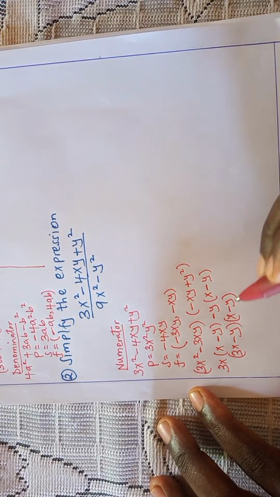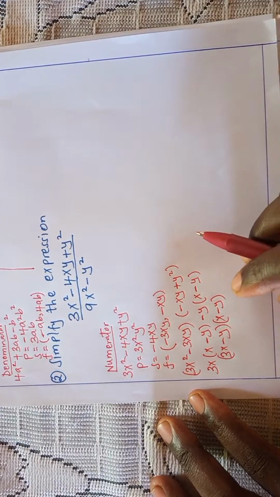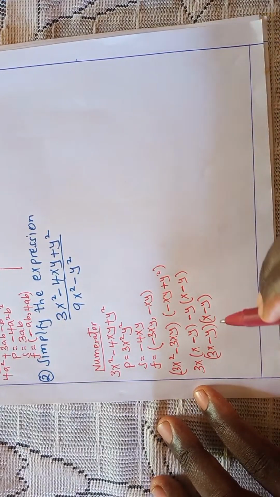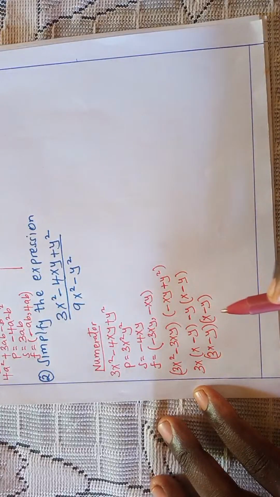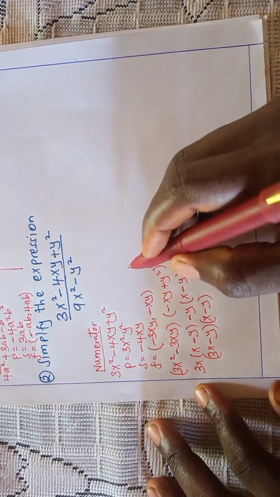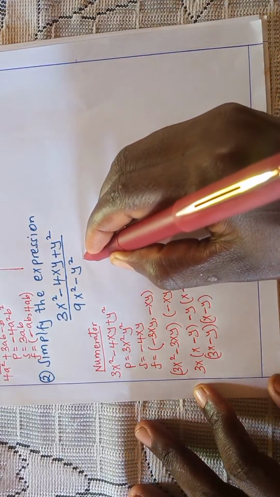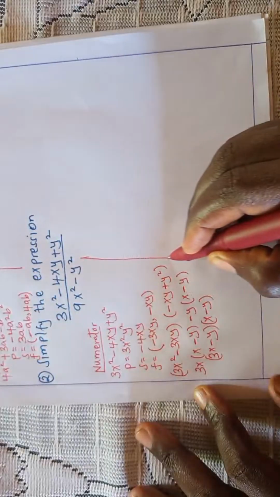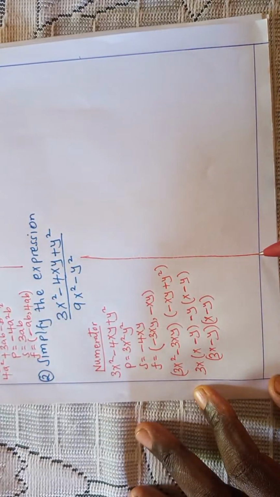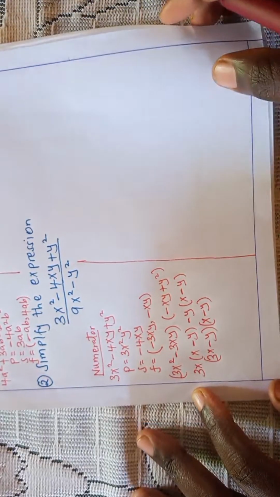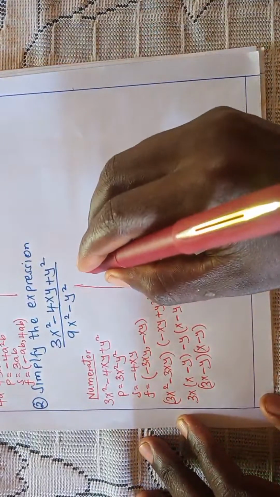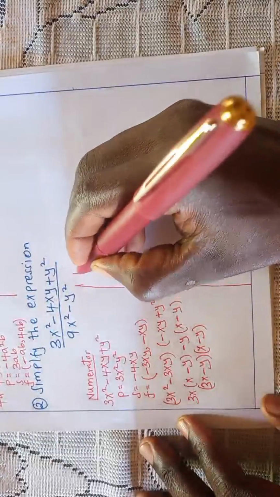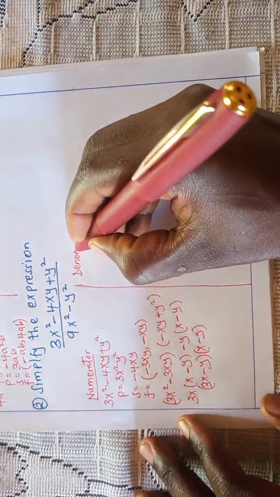If you expand this, you are going to go back to the main equation. Now, let us proceed to the denominator part. We have simplified the numerator accordingly. Now we want to deal with the denominator. What about the denominator in this case?